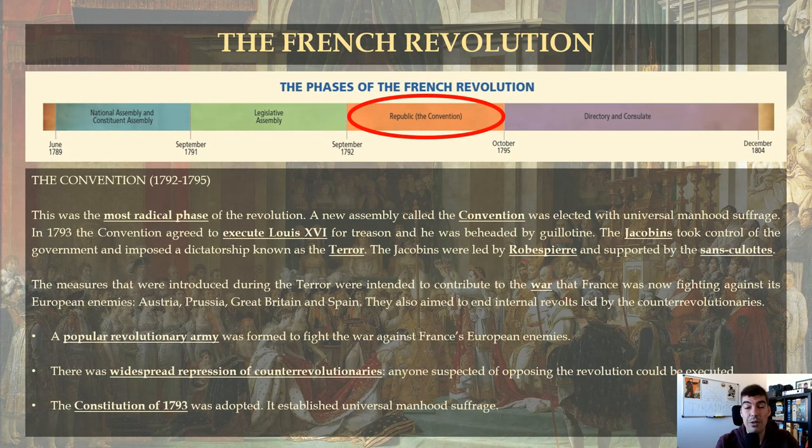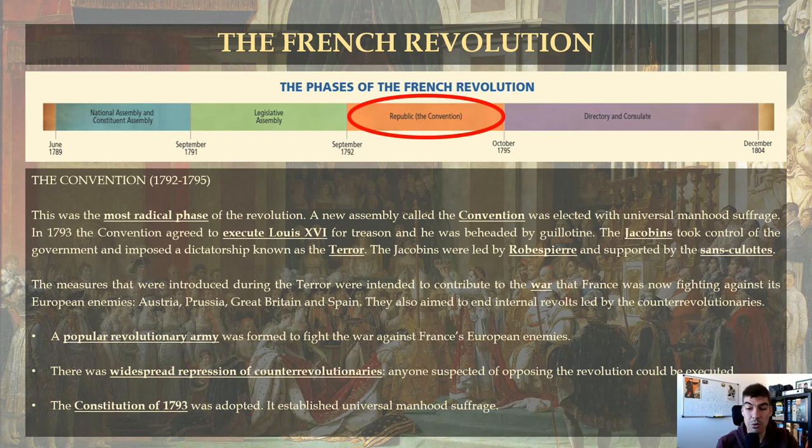So now, with the Republic, we start the third phase, which is the Convention, the most funny one, starting in 1792, ending in 1795. This was the most radical phase of the Revolution, because a new assembly called the Convention, La Convention, was elected with universal manhood suffrage. All the males could vote. Well, the next year, in 1793, the Convention agreed to execute Louis XVI for treason, and he was beheaded by the guillotine, which is a blade that falls on your neck.